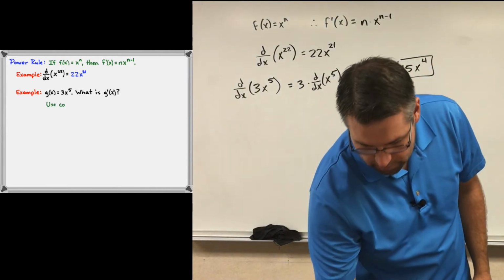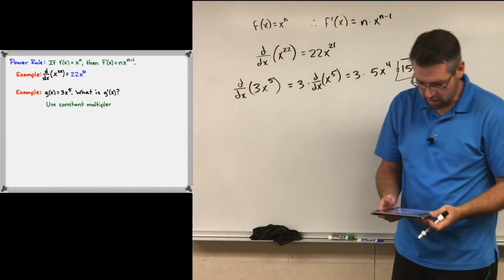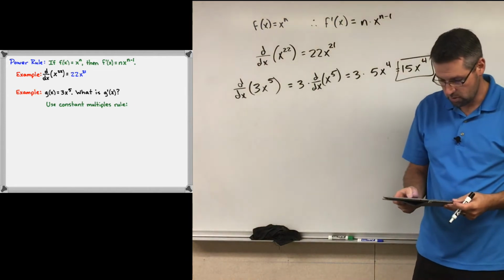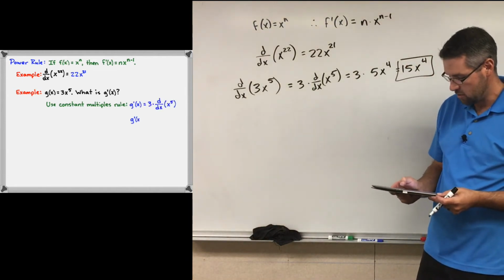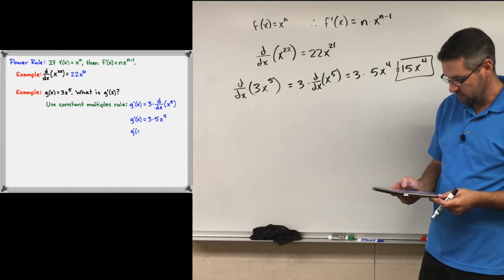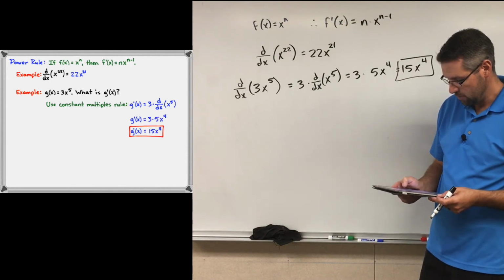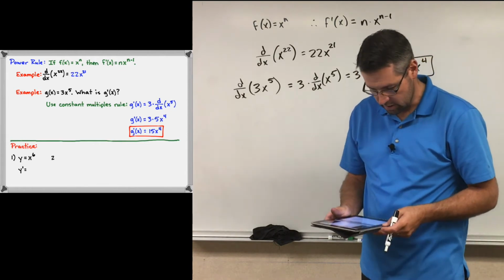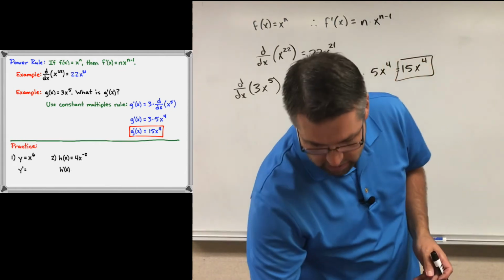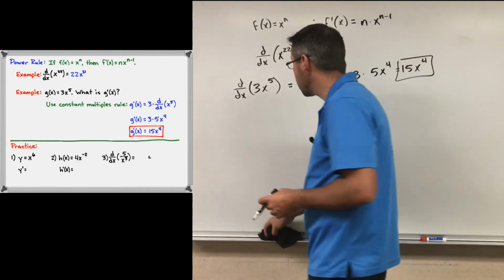So that is another example of using a combination of the constant multiple and the power rule. So again, taking the constant out, multiplying it by the derivative of the power, and we end up with 15x to the fourth. So go ahead and do some practice on this. See what you come up with on these, and then come back and see if you're correct.